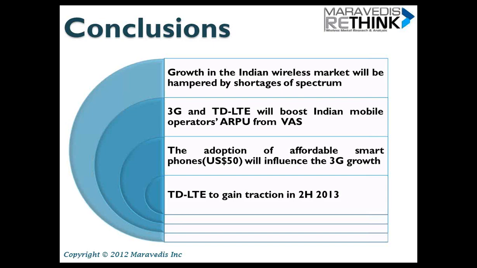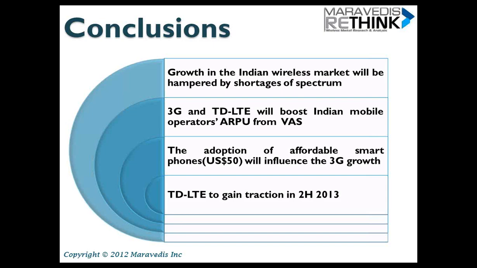Again, devices are critical to 3G service uptake. The Indian base of customers using 3G devices is still very small. It will take several years to reach critical mass. Maravedis-Rethink believes that the adoption of $50 smartphones will influence 3G growth in India, as I've been mentioning in my previous slides. Again, Maravedis-Rethink does not expect huge uptake of TD-LTE service before the end of 2013.